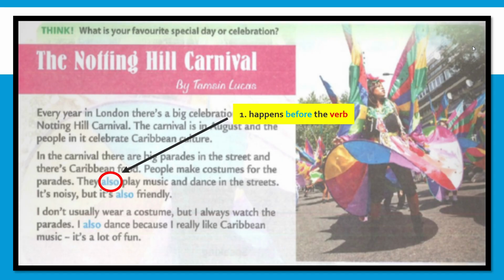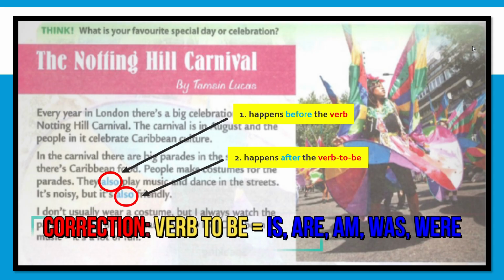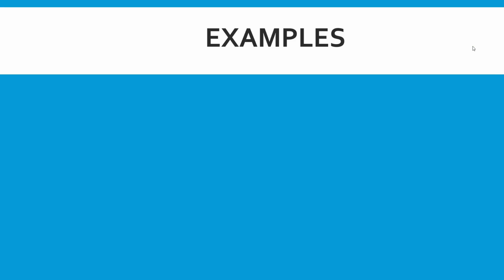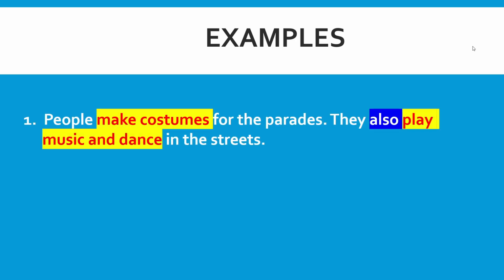The second condition that I can see from the text here is that it actually happens after the verb to be. So remember, also is used only under these 2 conditions. The first is before the verb. The second one is after the verb to be. Verb to be means is, are, or am. Let me try to give you some examples so that you can further understand the use of also.